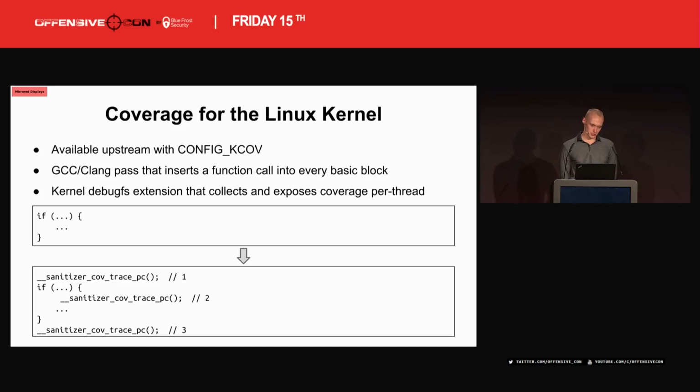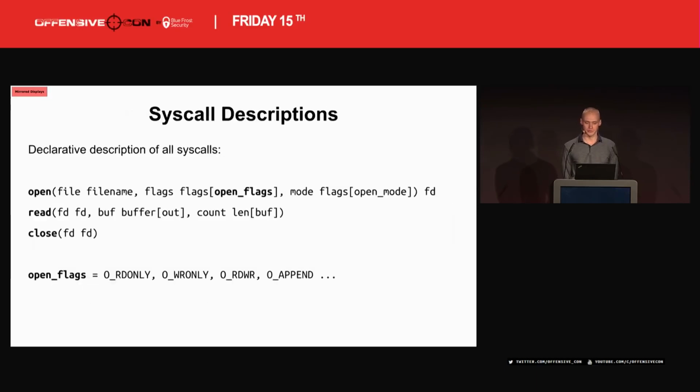For GCC and Clang, we have some compiler passes that just insert callbacks into every basic block when they compile the kernel. Then we have a kernel module that collects PCs, or like the current RIP value, basically, whenever this callback is called, and it exposes it to user space. One very important thing is that we collect coverage per task or per kernel thread. If you collect coverage for the whole kernel while you fuzz it, there's a lot of noise in there. The idea is you collect coverage only for the thread that actually issues syscalls and does the fuzzing.